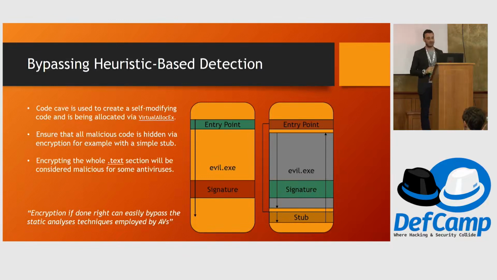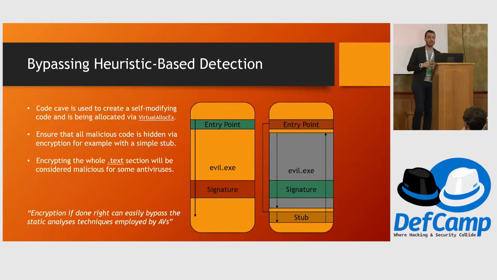And in this exact case, you are fully capable of even creating new sections. So inside the executable, you can introduce new sections. So I can, for example, introduce a new section, pad it with hex, and start putting my own code. Okay, so there's a very good rule of thumb before doing this. We need to ensure that our malicious code is hidden via encryption, for example, with a simple stub.